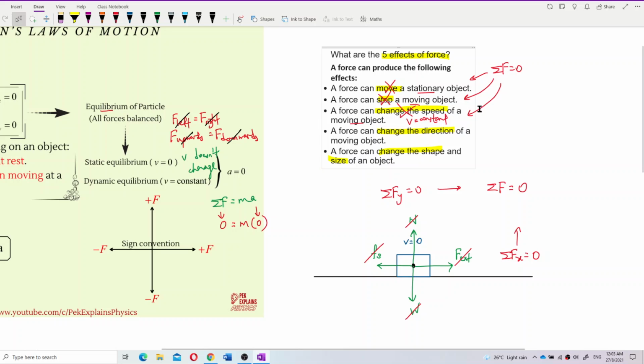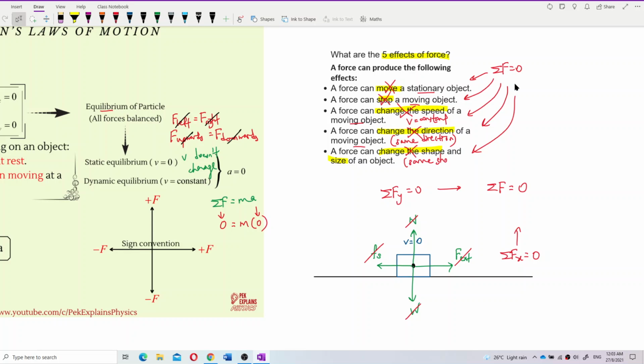Now how about if resultant force is zero for a moving object? The direction also cannot change. It maintains the same direction, because with resultant force zero there is no force to change the direction of the moving object. Also, when resultant force is zero, it cannot change the shape or size, so it remains at the same shape or same size.